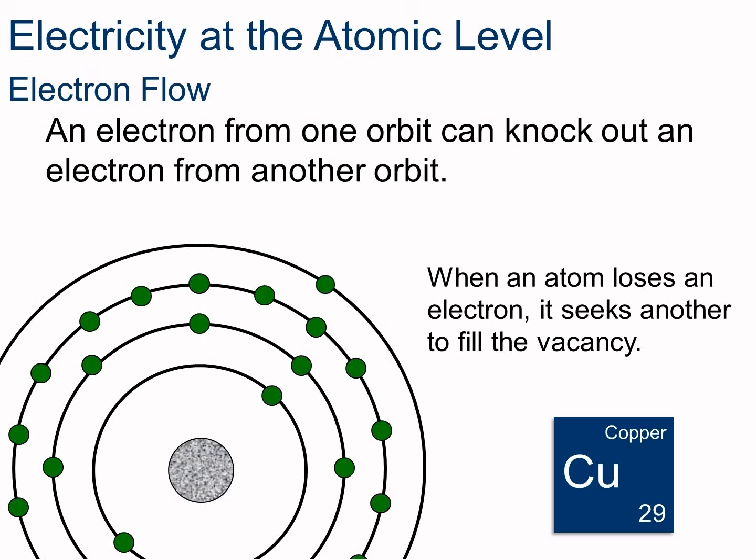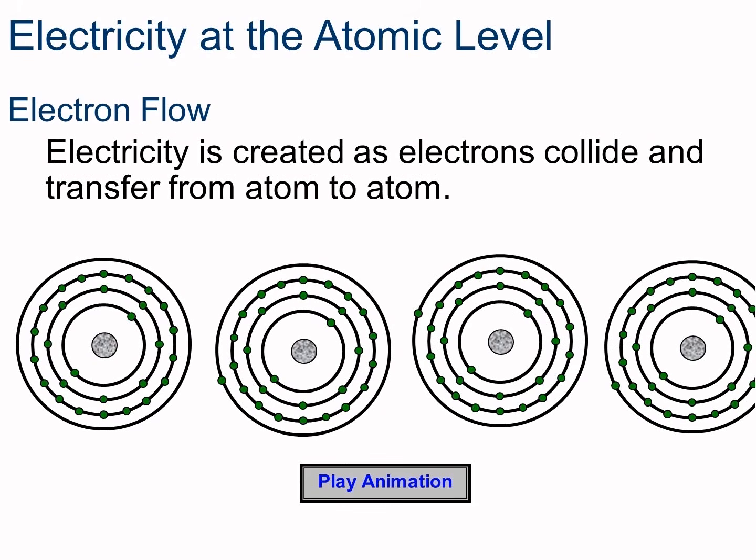So let's take a look at a string of atoms here. Here we have 4 coppers in a row. If we notice, the first one is missing its outer electron. We'll need to give it one. And here's the outer electron here, and of course the other one has one too.